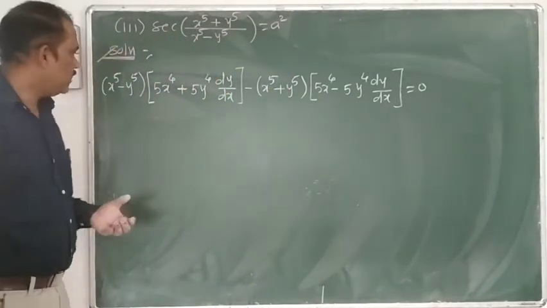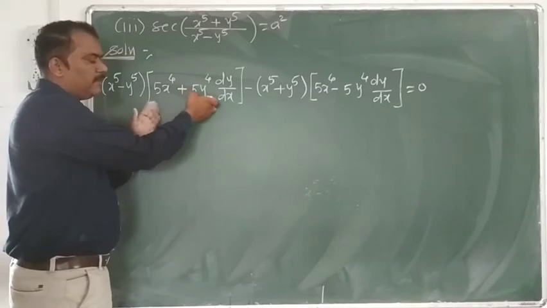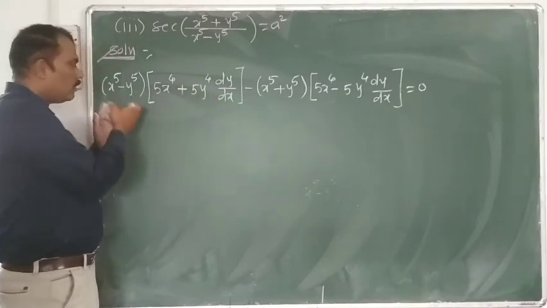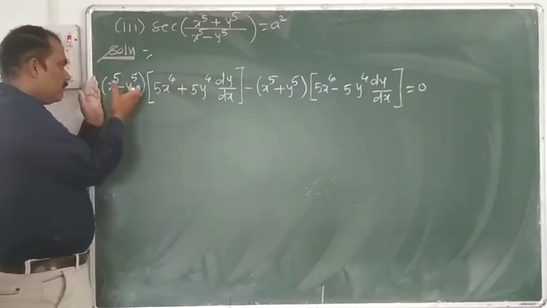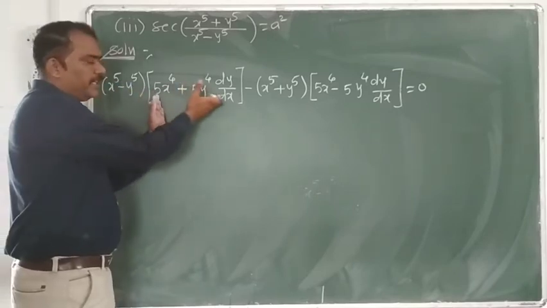Now we have to think about why we should not multiply inside the bracket. When we multiply, we multiply this whole bracket to each and every term of this bracket.